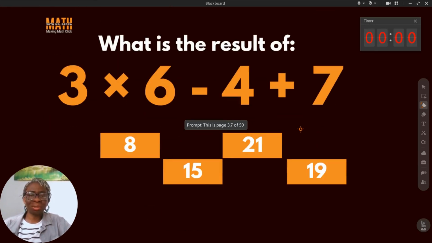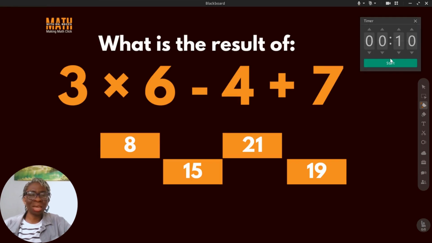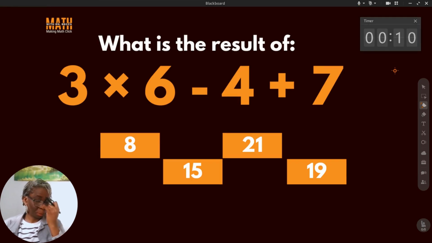Now, this is the third question, and your time starts now. Time up. The correct answer is 21.